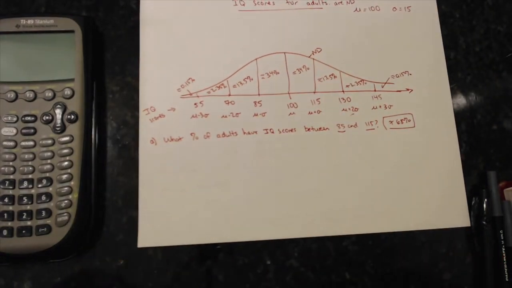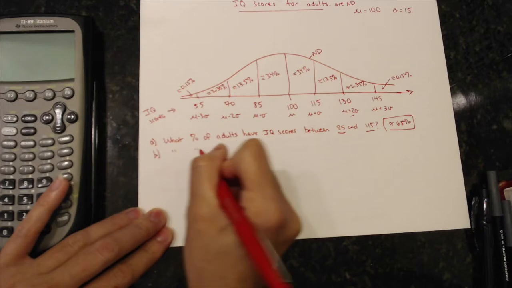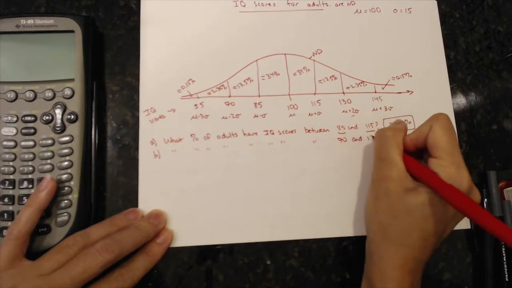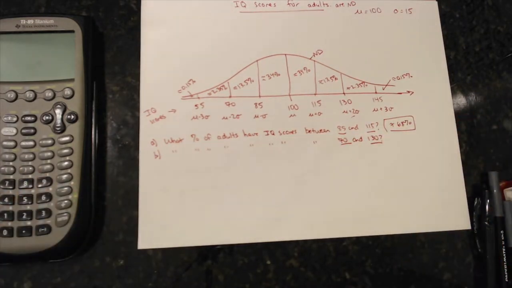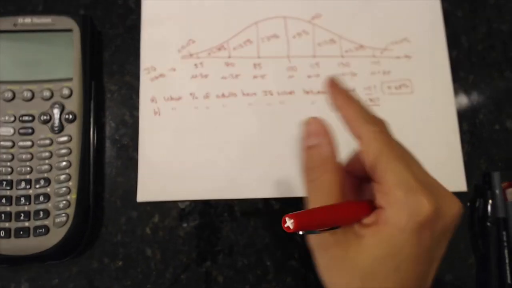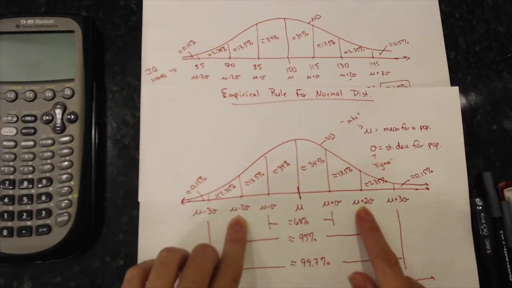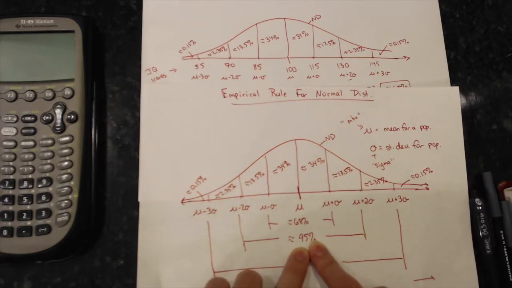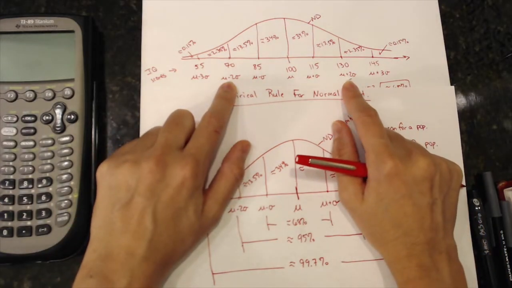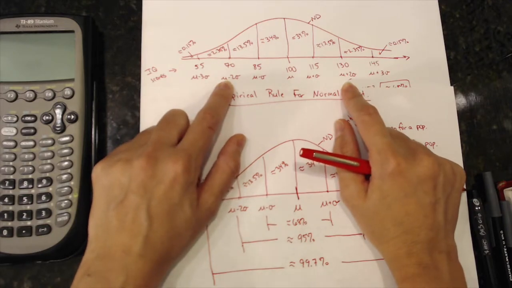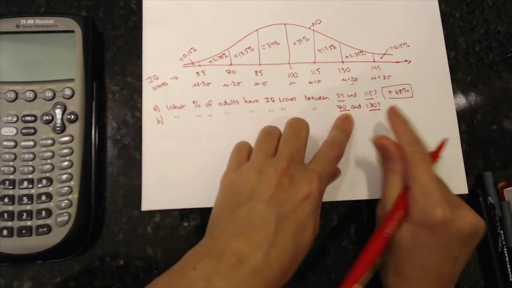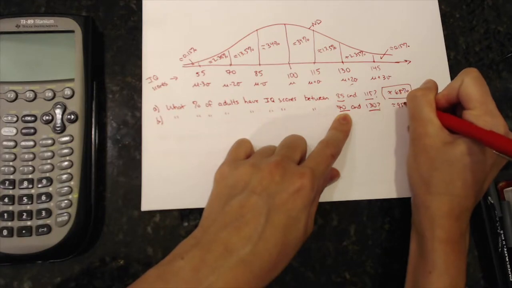I'm going to ask another question. What percentage of adults have IQ scores between 70 and 130? Between 70 and 130. Well, how far away from the mean is that? That's 2 below and 2 above, correct? What does the empirical rule state about that? Within 2 standard deviations of the mean, approximately 95% of all the data values are between those. So for IQ scores, 70 and 130 are 2 below and 2 above. Approximately 95% of all IQ scores lie between 70 and 130. So the percent of adults that have IQ scores between 70 and 130, approximately 95%.